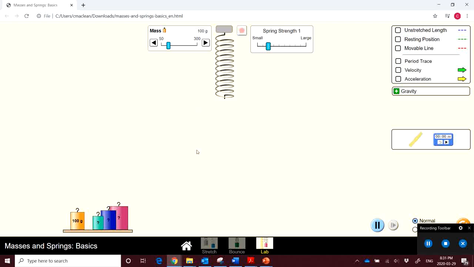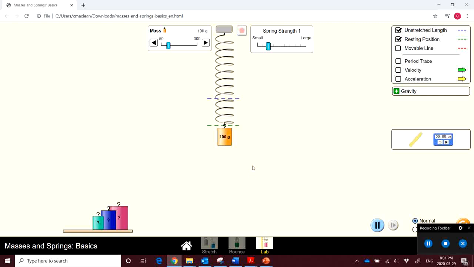So here we have a spring, and we have a couple of masses down below. I can take, for example, the 100 kilogram mass and attach it to the spring. And when I do, the spring is going to stretch past its original position. This blue line, the unstretched length, represents the original position of the spring. I'll stop it from moving, and now it's at a new resting position.